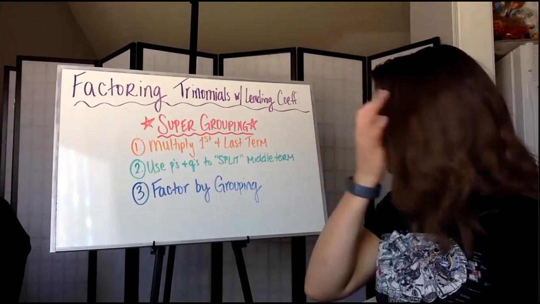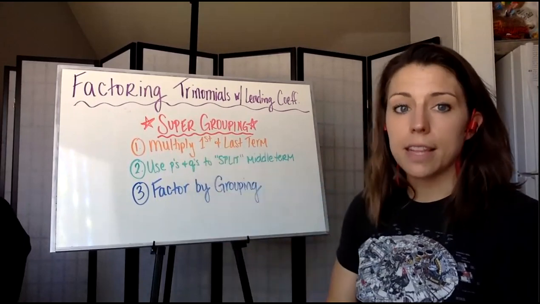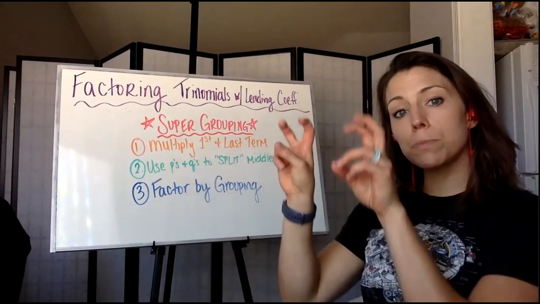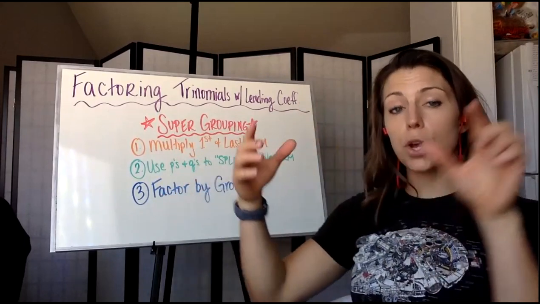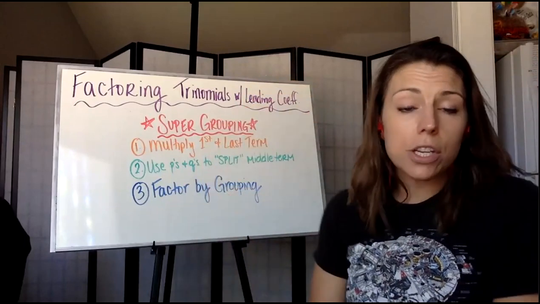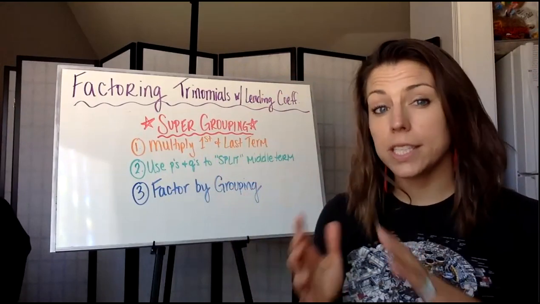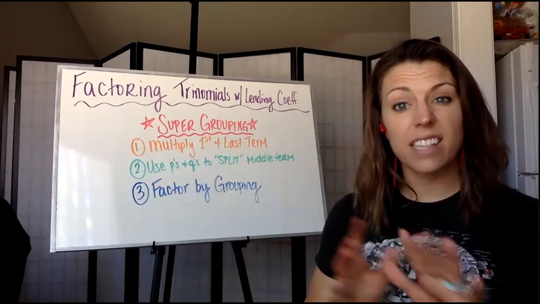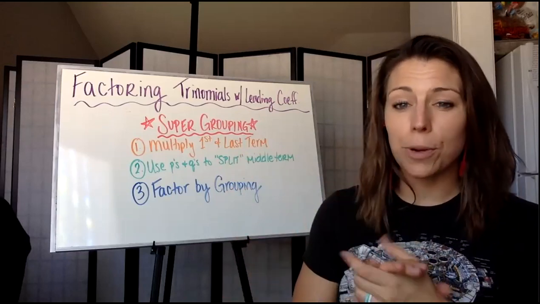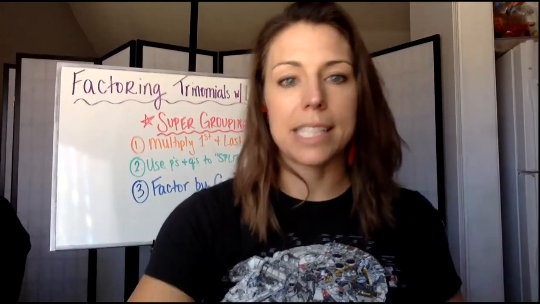type of expression. So in supergrouping, you first start by multiplying the first and the last term. Then you use P's and Q's to split the middle term, so you go from a trinomial into a four-termed polynomial, and then you just factor by grouping. So if you are a fan of factor by grouping or GCF factoring, and that's something that you're really good at, I would highly recommend using supergrouping. If it's not something that you feel super comfortable with, this might not be the method for you. Either way, let's take a look at some examples.